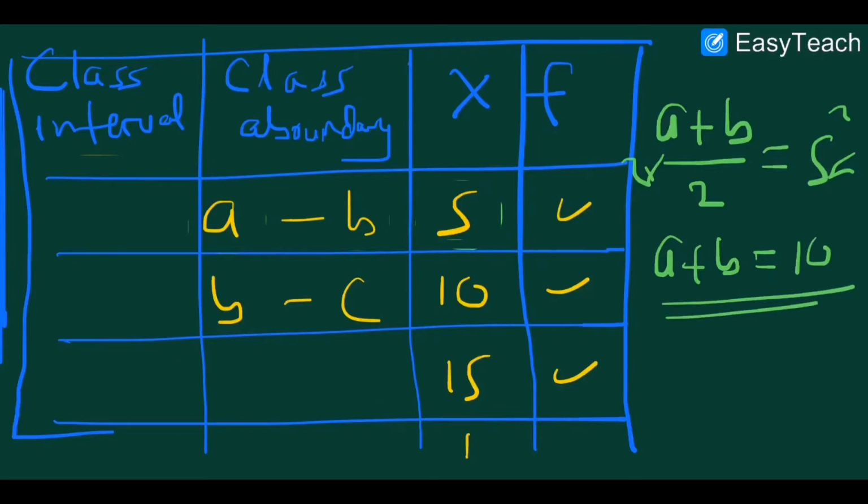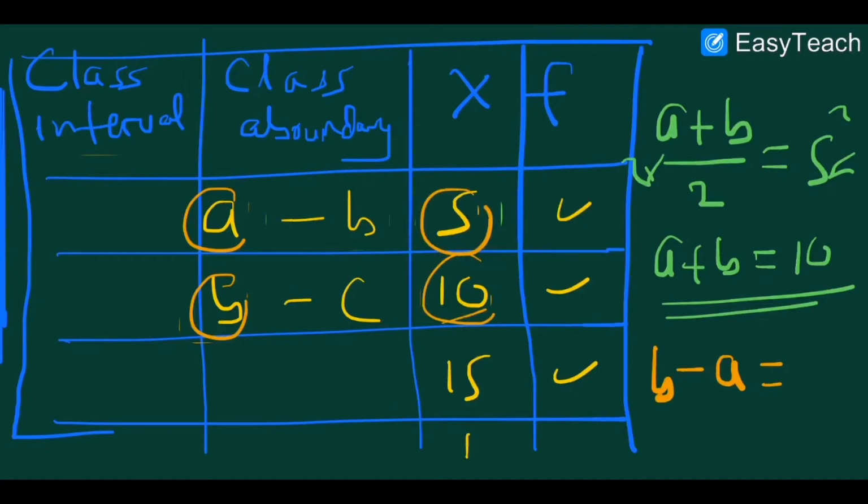But also, if you are smart enough, you'll observe that when you take B minus A, the answer must be equal to the class size. Our class size here is the difference between this one and this one. That means B minus A equals the class size, which is 10 minus 5, which equals 5. So here is the second equation. Now we have two equations, the first one is here and the second one is here.